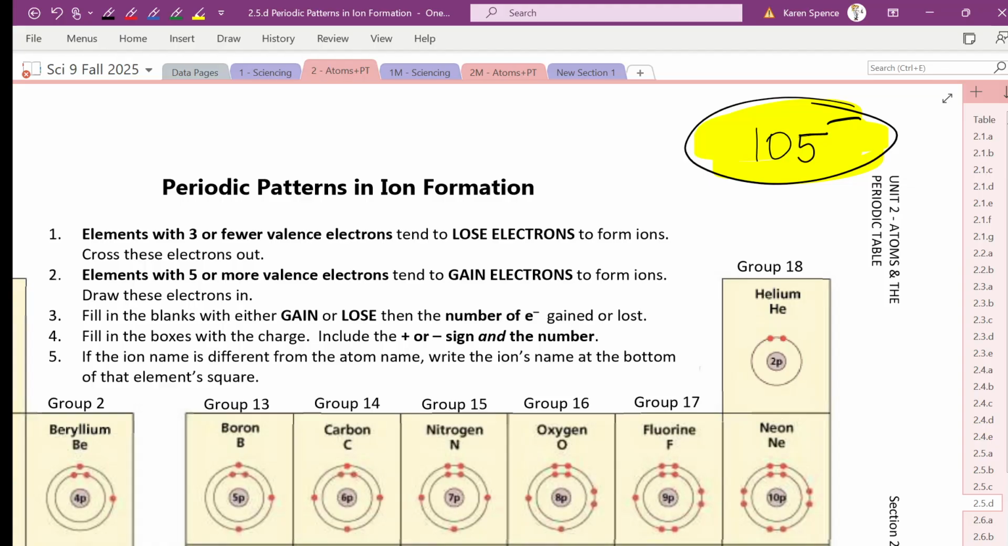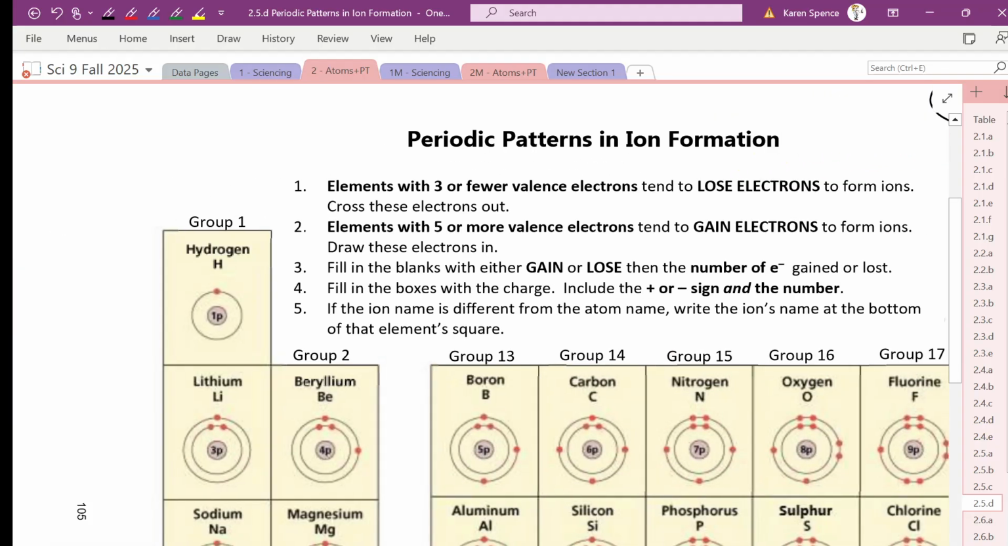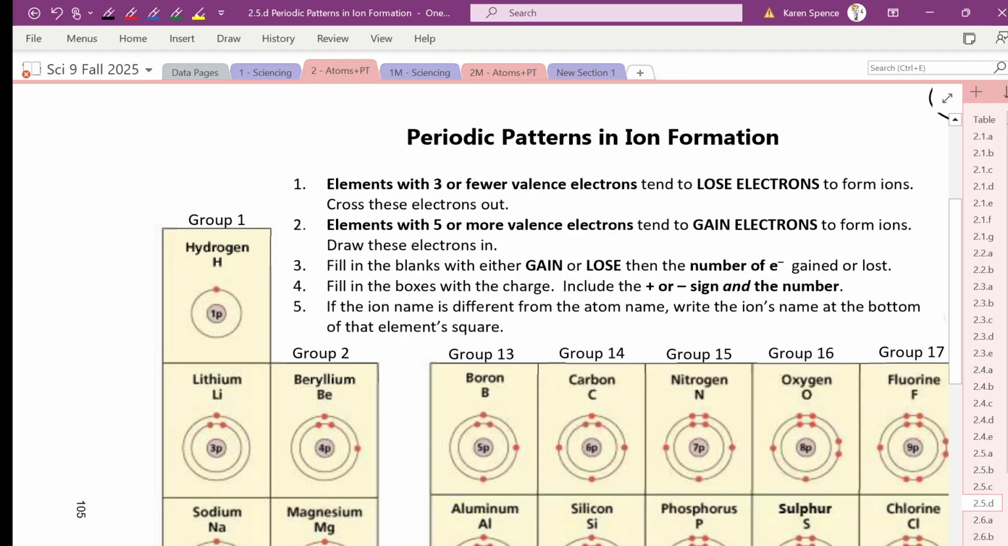Page 105. Your book's going to be sideways. Okay. And what we're looking at here is patterns in the periodic table. So we are looking at what all of group 1 looks like. So we're going to first focus on group 1.